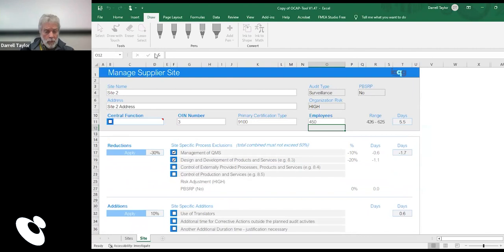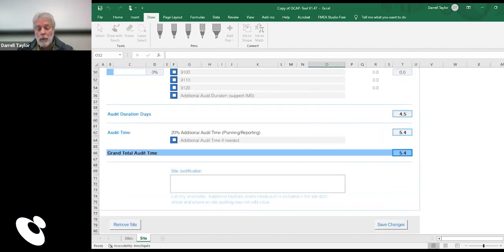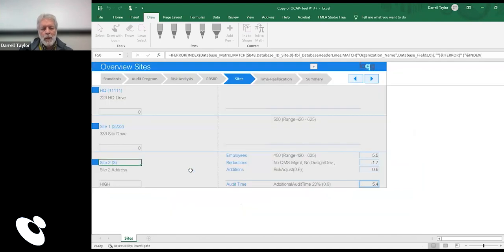I'm going to save this change. And now we've got this site in here. You do have the option of removing it. I do think as you move forward with multi-sites, there will be opportunities to add and drop sites. I don't believe you're going to have to recreate this every time. You should be able to pull this up. You'll have your history. You can repopulate it and reset it when we go into the following year.